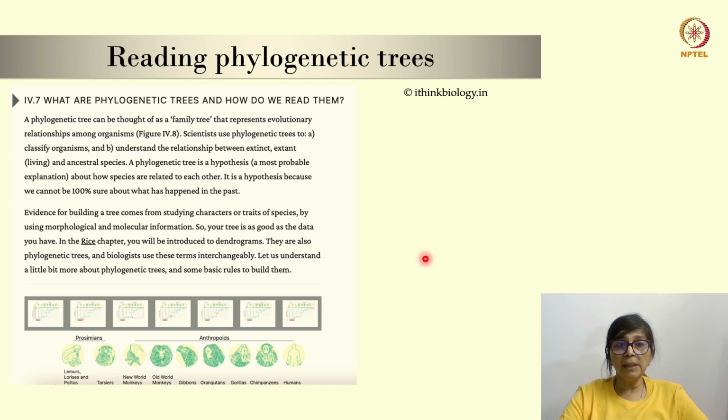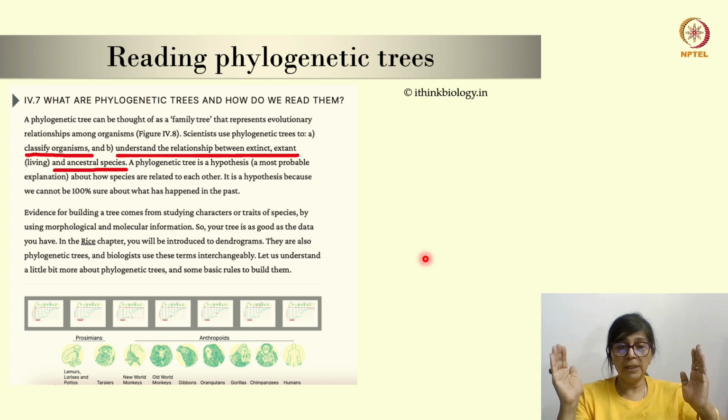A phylogenetic tree can be thought of as a family tree that represents evolutionary relationships among organisms, and is normally used by scientists to classify organisms. When you have studied taxonomy or plant and animal kingdom classifications, you might have seen a tree like this. But it is generally used to understand the relationship between extant species, meaning the ones that are living, and their ancestral species. How to construct that ancestry is what a phylogenetic tree tells us.